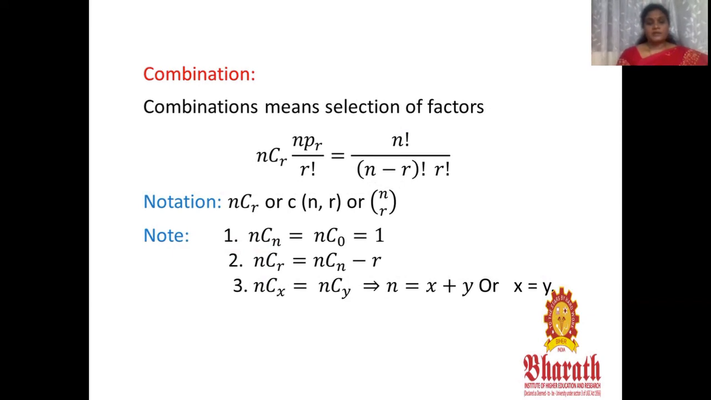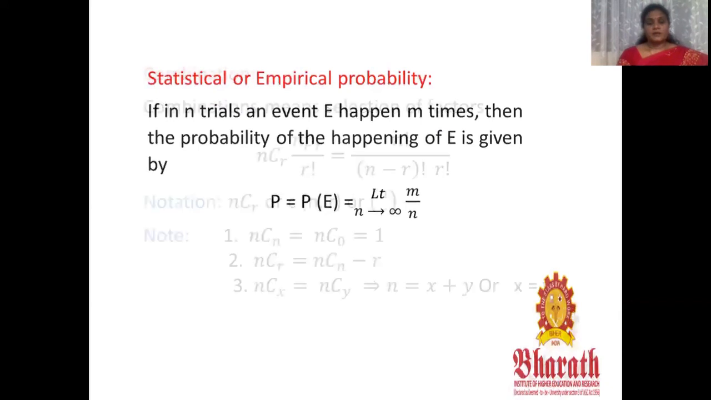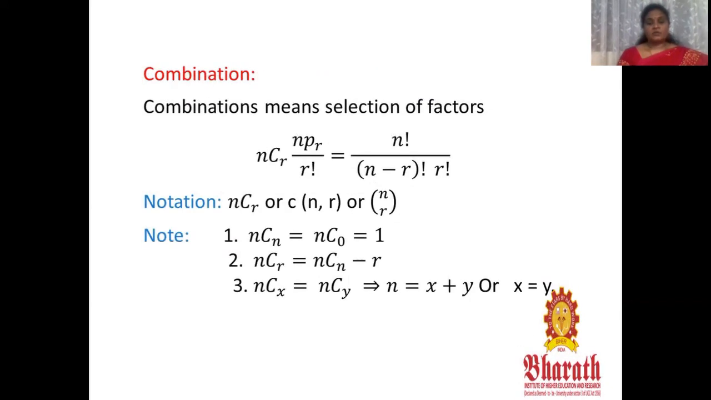Note: nCn is equal to nC0, which is equal to 1. nCr is equal to nC(n minus r). nCx is equal to nCy, which implies n is equal to x plus y, or x is equal to y.